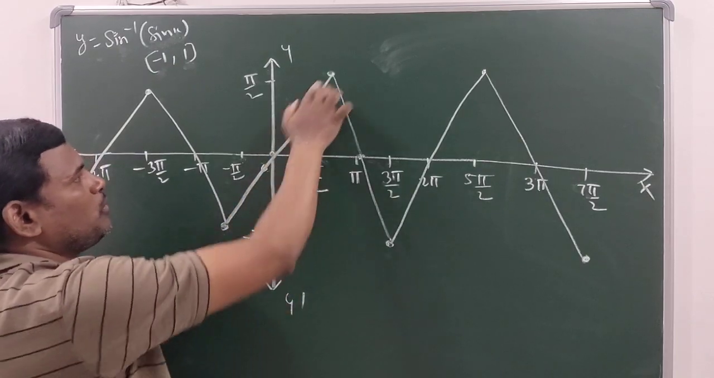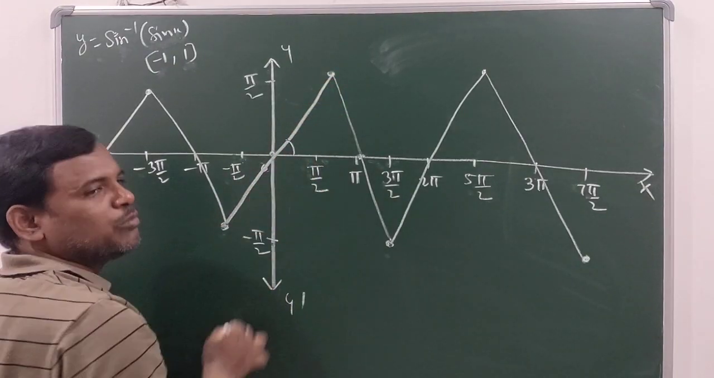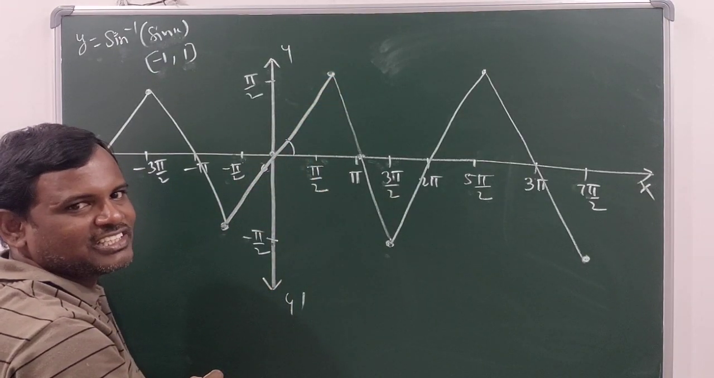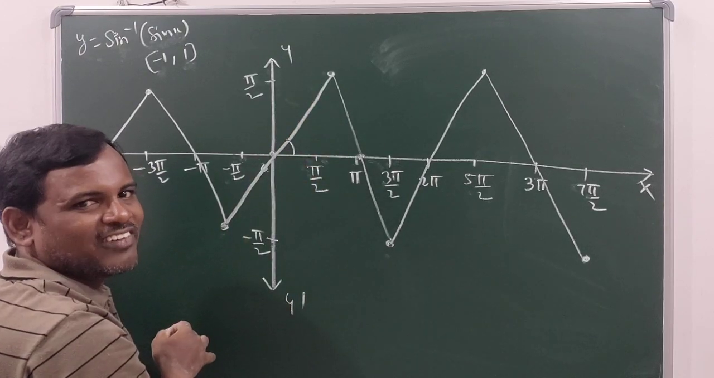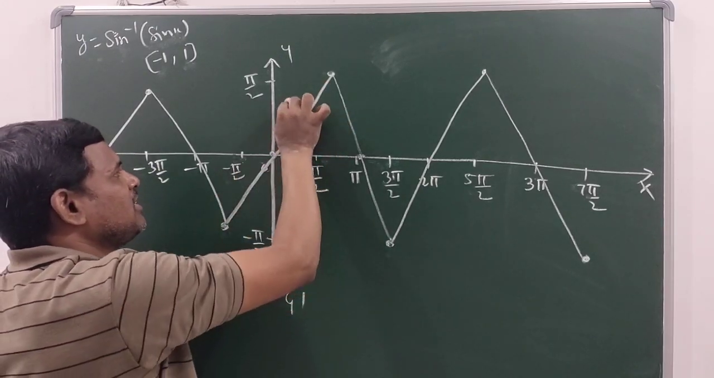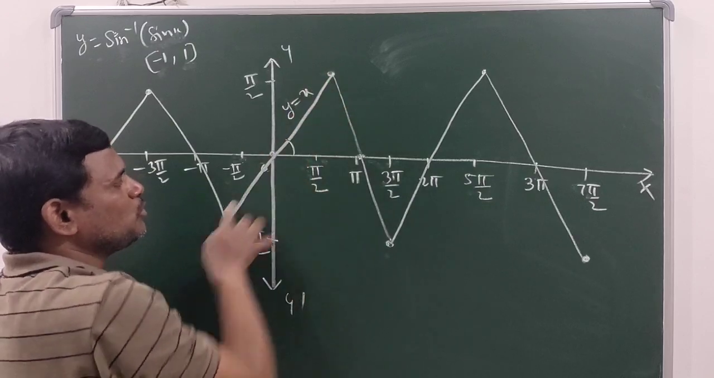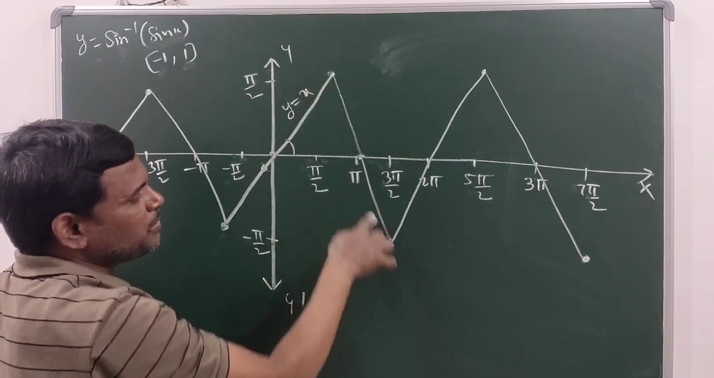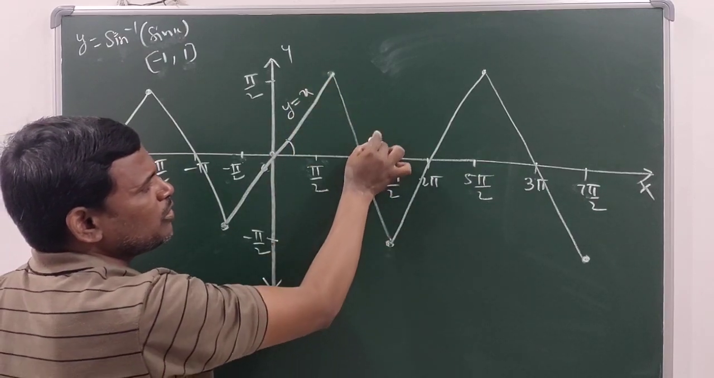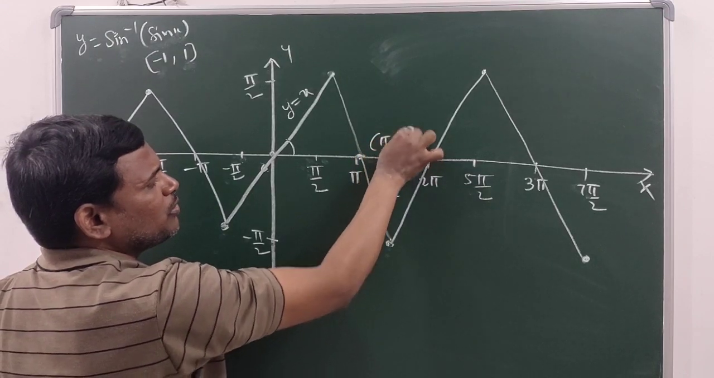Okay? So from here to here, how much angle does this make with the x-axis? 45 degrees. Hence its slope is 1. Hence its equation is y equal to x, because it passes through the origin. But this other line is passing through this point, no? So let it be (pi, 0).